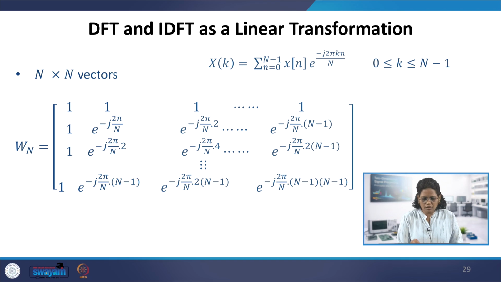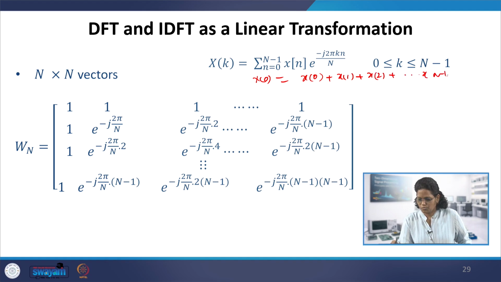If we expand this sequence, for k equal to 0, x of 0 is x of 0 plus x of 1 plus x of 2 and up to x of n minus 1. And for k equal to 1, x of 1 is x of 0 plus x of 1 plus x of 2, and in between you will have the k equal to 1 factor, that is e power minus j 2 pi by n into 0, and here you will have e power minus j 2 pi 1 by n, and e power minus j 2 pi by n into 2, and so on. So you would get this.